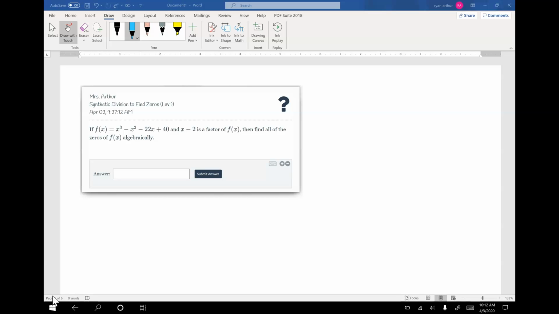So it tells you if f of x equals x cubed minus x squared minus 22x plus 40, and then x minus 2 is a factor. Well, when I told you it was a factor, I told you x equals and you didn't have to change the sign, but this is giving it to you in factored form. Okay, this is factored form. So that means you do have to change the sign when it's in factored form. Okay, so level 1 synthetic division, find the zeros on Delta Math. You have to change your sign.